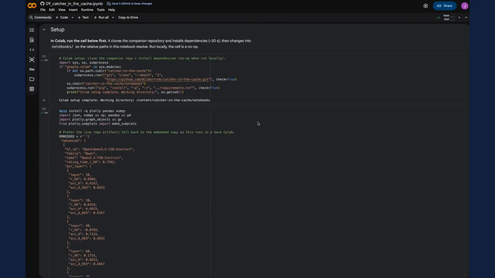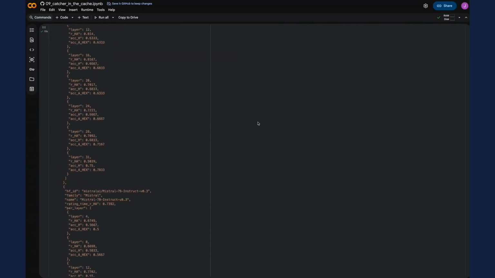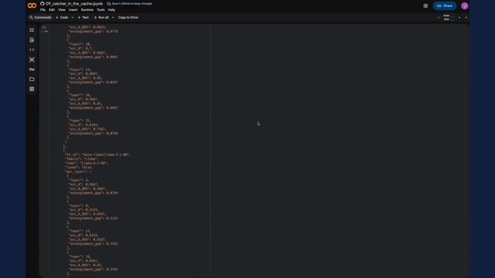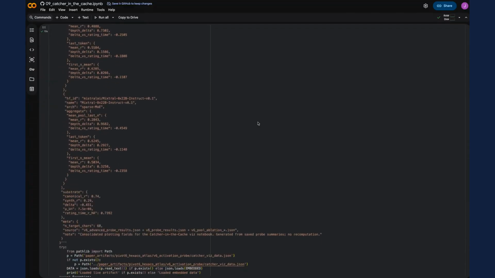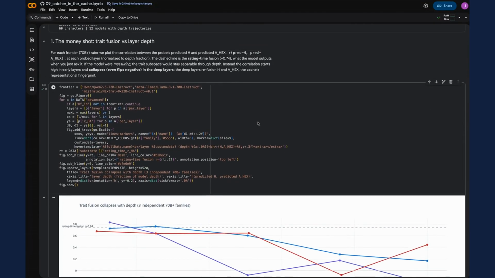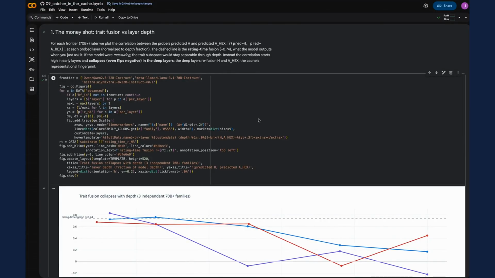Figure 1 is the money shot. For 3 independent 70 billion plus families, the y-axis is the correlation between predicted honesty-humility and predicted HEXACO agreeableness. The x-axis is layer depth. The dashed line is the rating-time fusion, about 0.74, what the model gives you when you simply ask it.